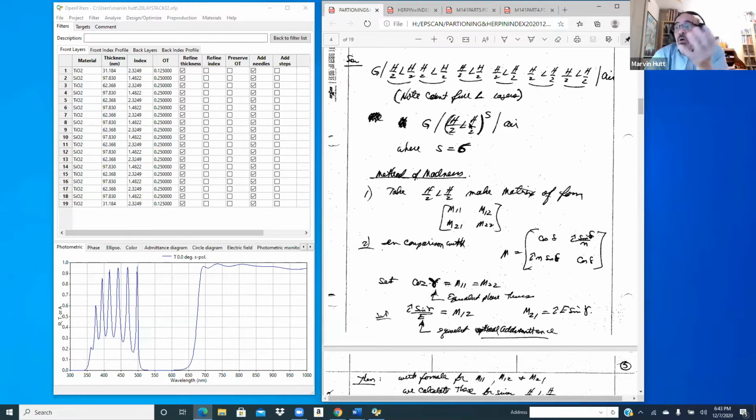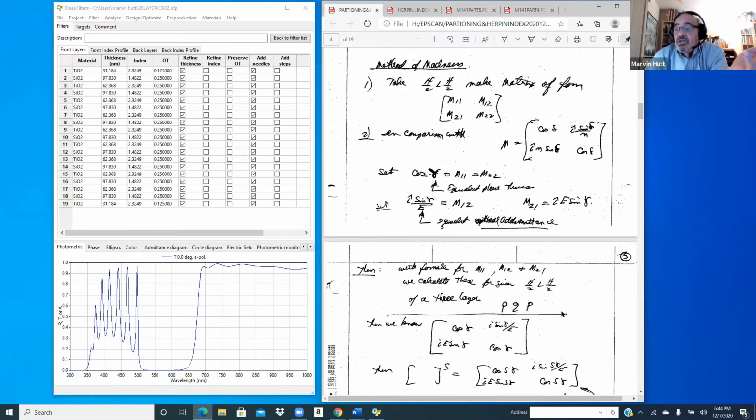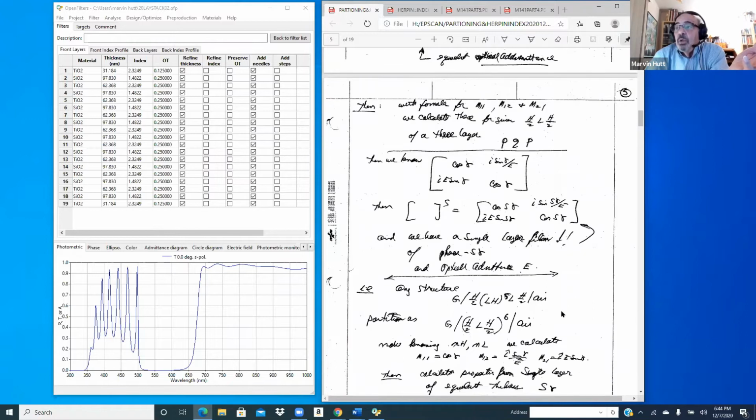Just take the kernel. Make a matrix of this form for high, low, high, and compare it with the characteristic matrix here and set cosine gamma equal to M11 or M22, and I over E sine gamma over N of E is M12. So I know what E is from this. M21 is E sine gamma. This is called the equivalent optical admittance. This is the Herpin index. And we take this and we're looking for a formula.